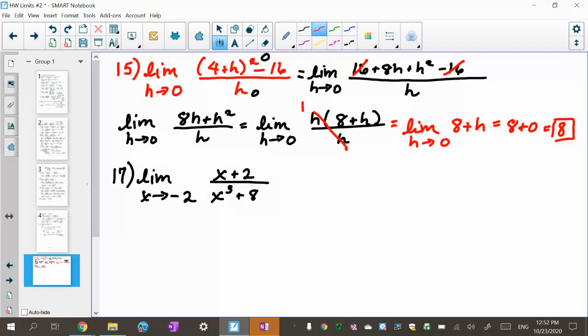So I do what Mrs. Pond says. I plug the negative 2 in. I get 0 over 0. So that's my indeterminate form. I can't do it. And I'm like, what kind of algebra can I do? I don't know what to do.